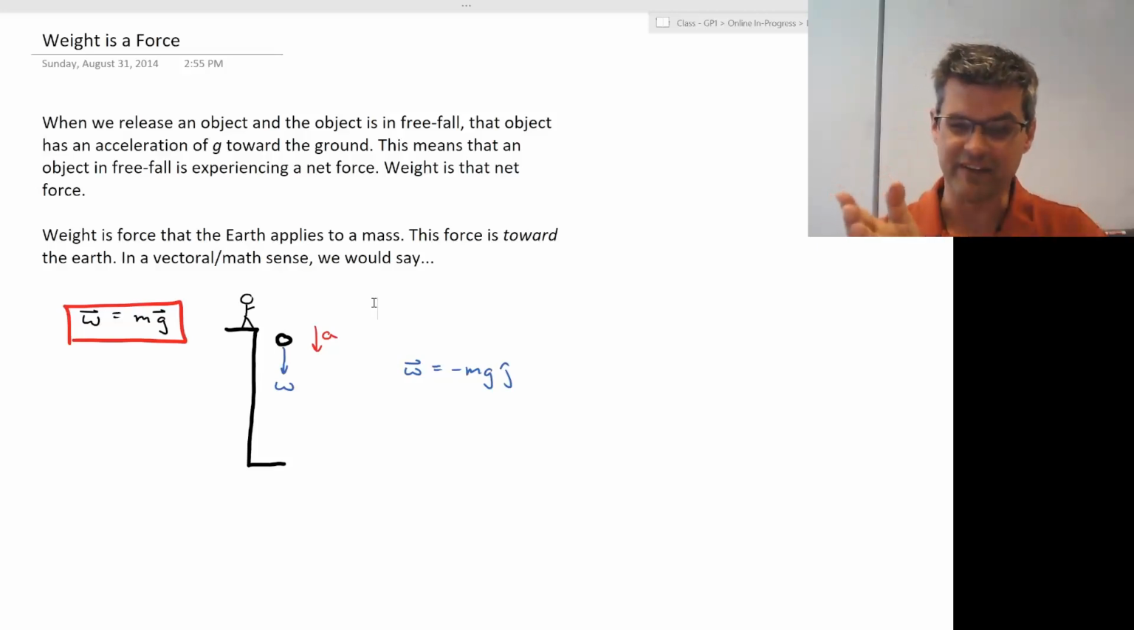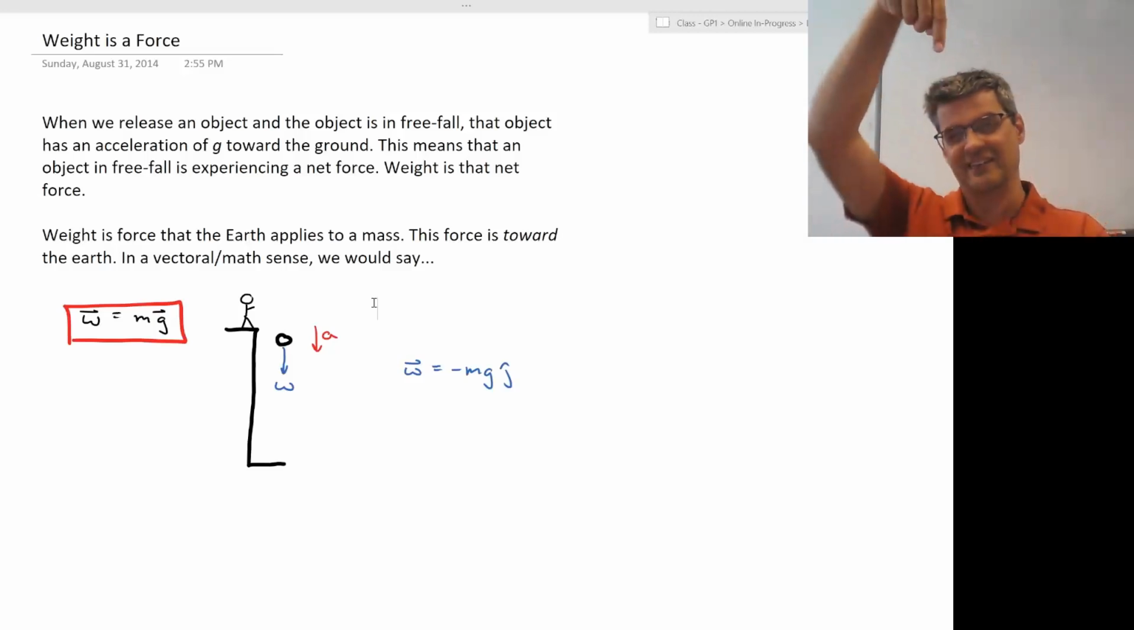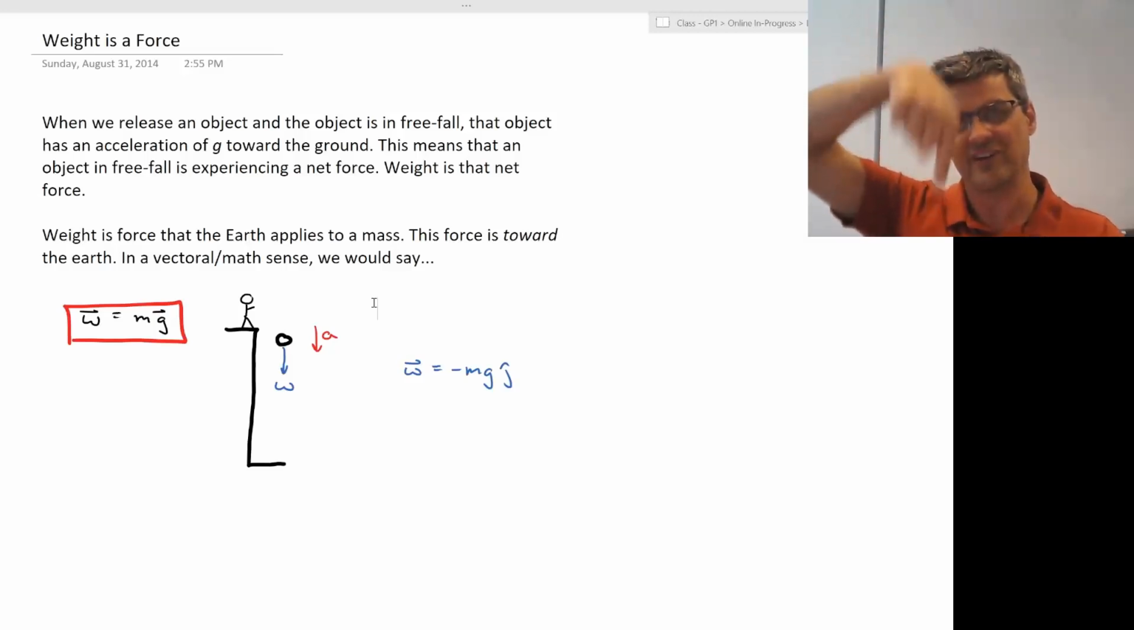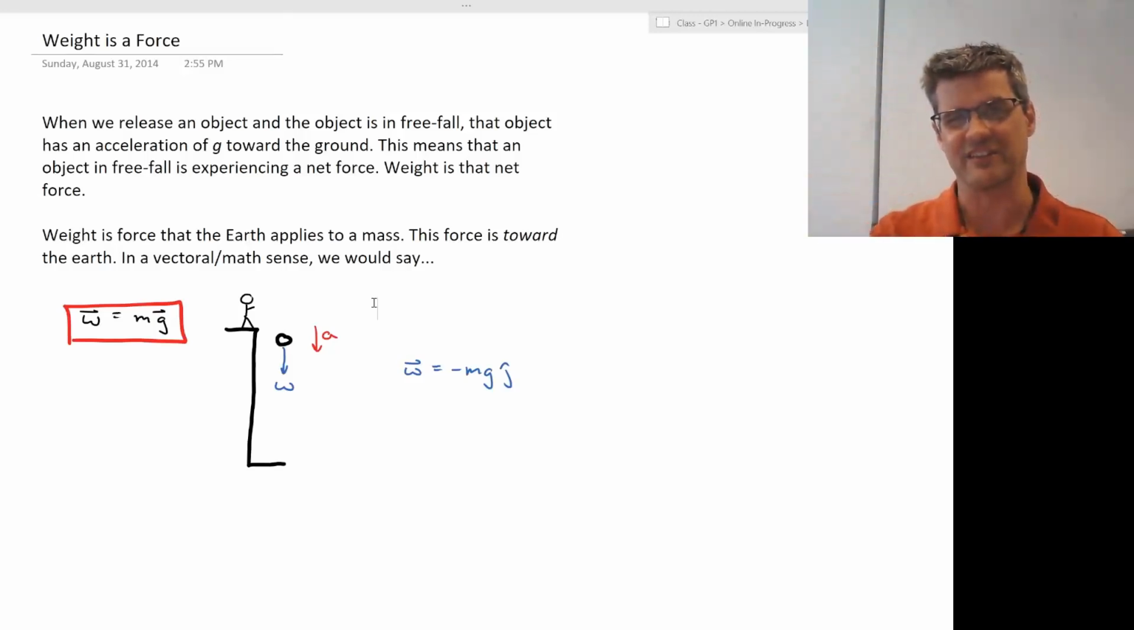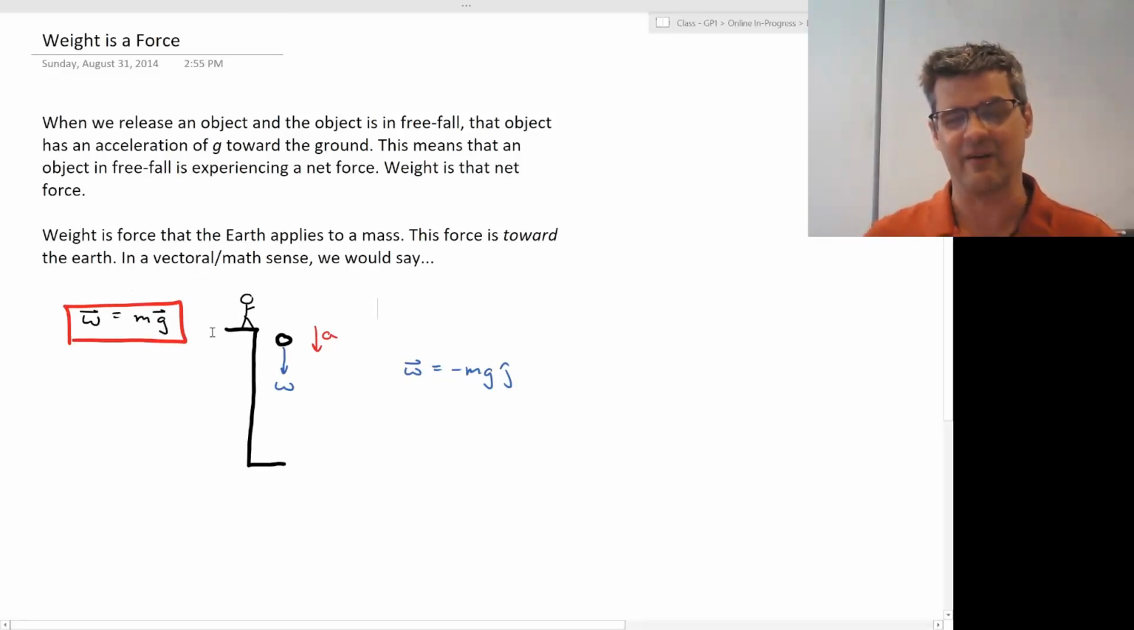And it's a vector, but little g is really kind of a vector quantity. It is an acceleration toward the Earth. That's what little g is, at least in magnitude. So weight is m times g's direction. That's what it is. Okay.